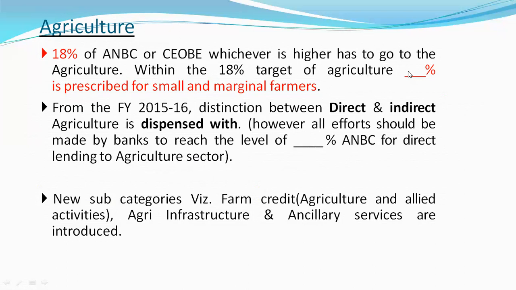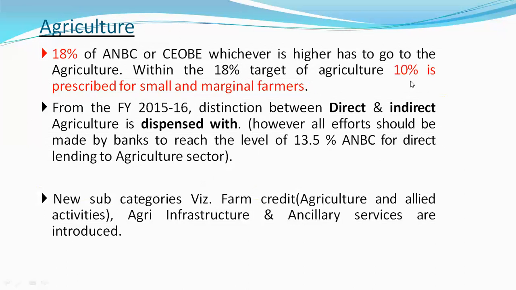First is for small and marginal farmers, and second is for direct lending to agriculture. Let's see the right answer. Correct answer is 10%. 10% is prescribed for small and marginal farmers, and here 13.5. So friends, the banks have to give 13.5% of ANBC in direct lending to agriculture sector. Okay, let's see next question.